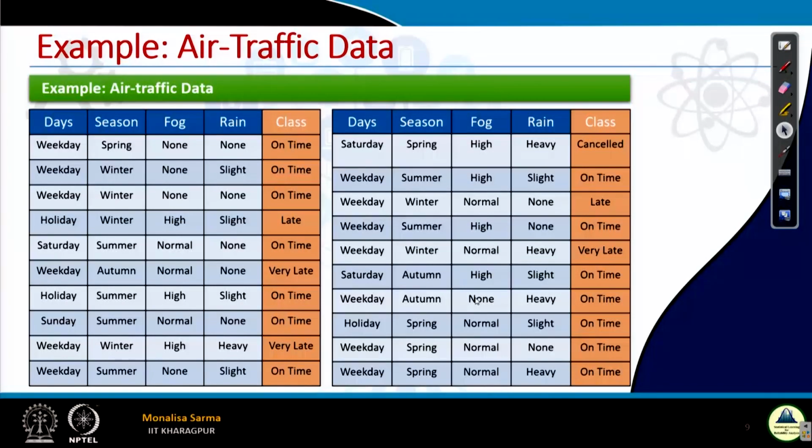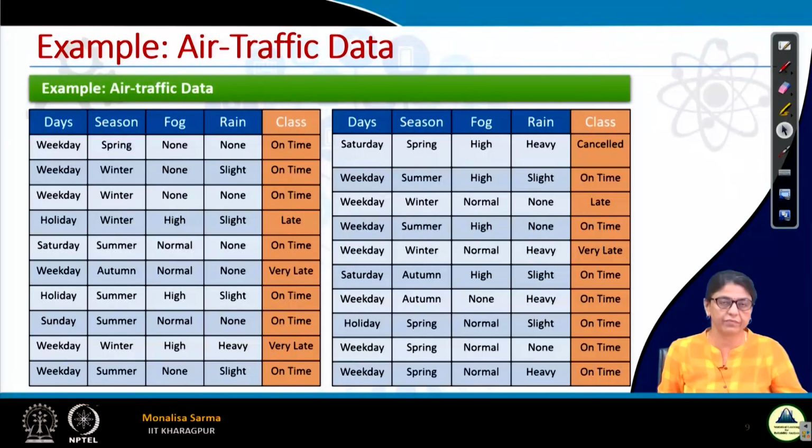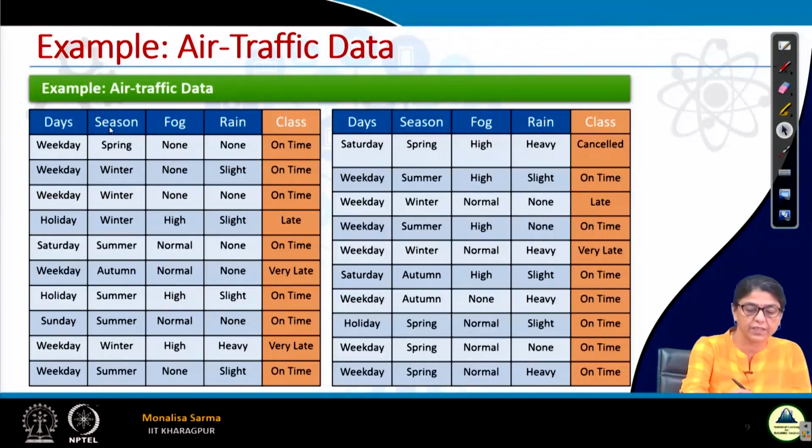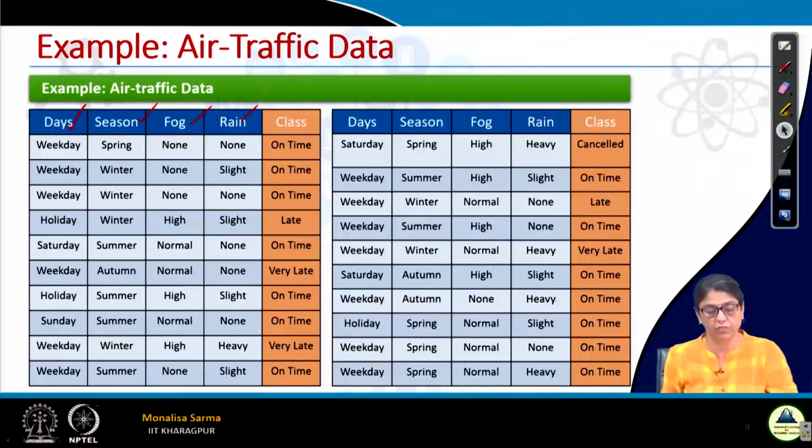See here. So, it is air traffic data, which I have explained in my last lecture also. These are the different attributes. It has total 4 attributes. The attributes are day, season, fog and rain. And the classes, as I mentioned in my last class, record the flights that come to New Delhi from different airports. The flight that has reached New Delhi airport, that we have taken.